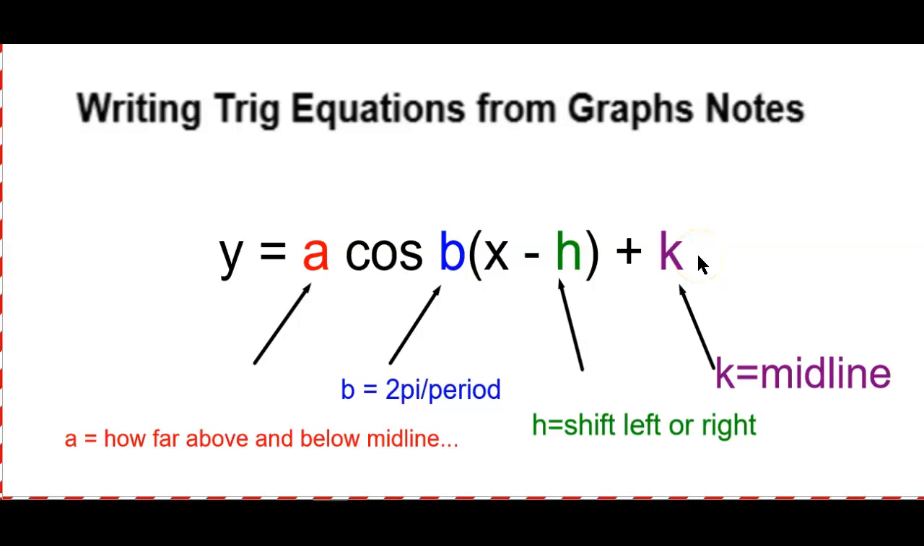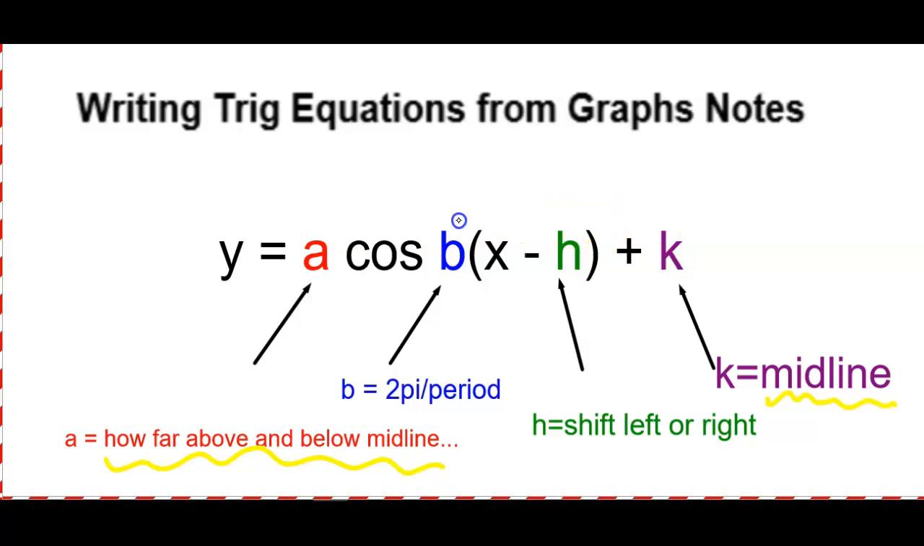Alright guys, we are gonna have a short video here about writing trig equations from graphs. And you're gonna need to pull all these things out. So we're gonna find the amplitude of the equation. Basically, if you find the midline first, or you find out how far above and below the midline the equation is going, those will give you the amplitude, the a value, and the k value.